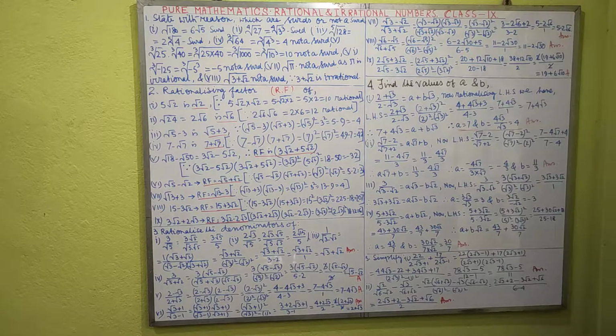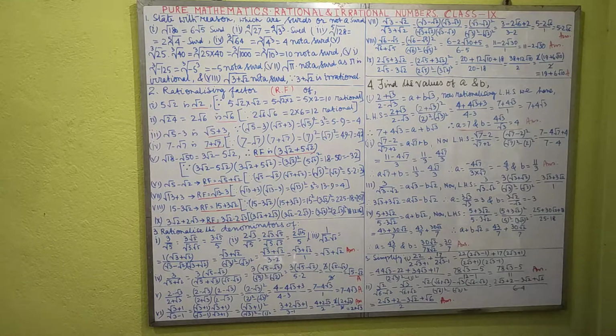Similarly, cube root of 25 into cube root of 40 equals cube root of 1000, that is 10, so it is not a surd. And cube root of minus 125 equals minus 5, it is also not a surd. And root over pi is not a surd because pi is irrational. And root over of 3 plus root over of 2, that is root over 3 plus inside that root over of 2, is not a surd because 3 plus root 2 is irrational.